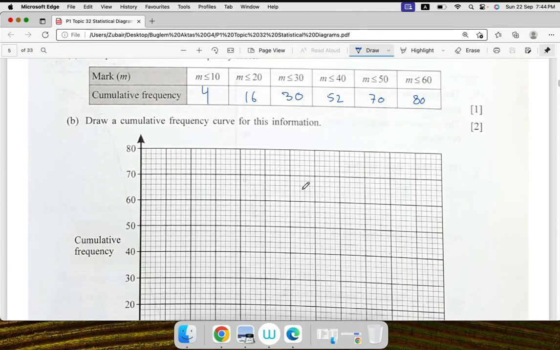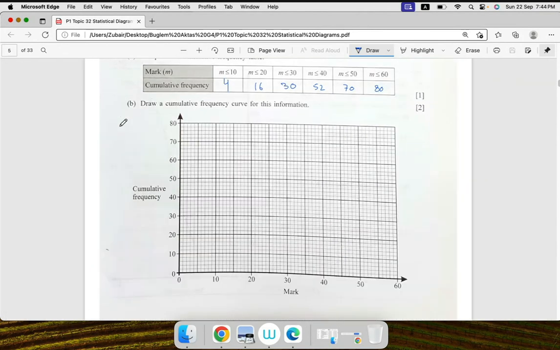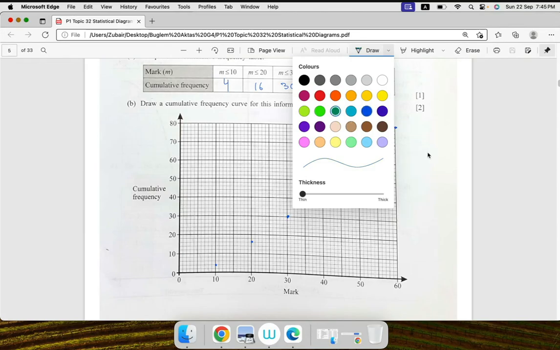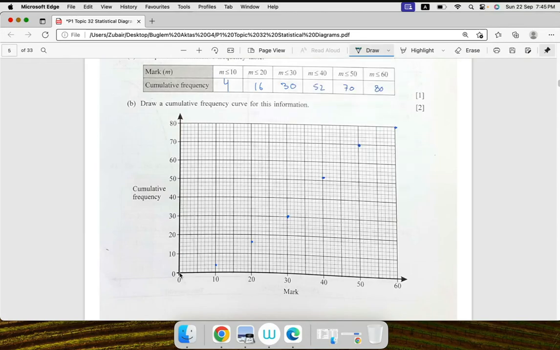Draw the cumulative frequency curve for this information. So upper ends are already given: 10, 20, 30, 40. So against 10, we are at 4. At 20, we are at 16. At 30, it is 30. At 40, it is 52. At 50, this is 70. And at 60, it is 80. And at 0, it would be 0.